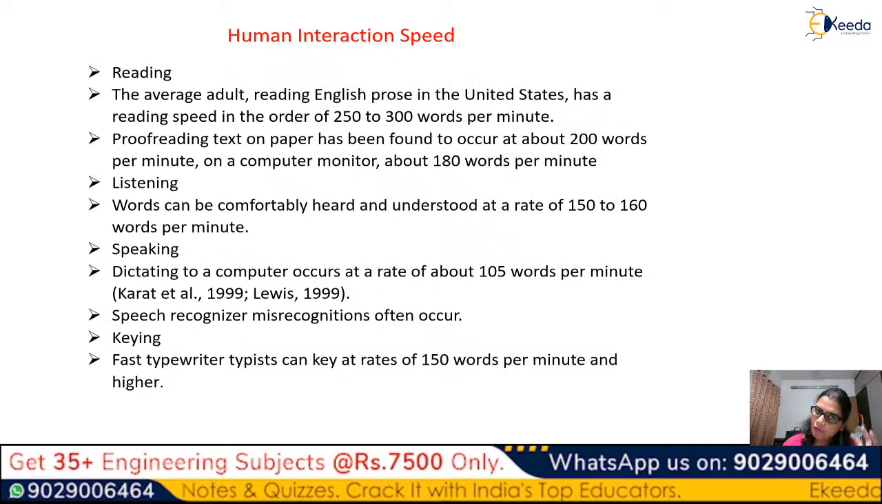We can listen from far away also, even close by also. And speaking: how many words we can speak per minute. Again, the values of all these features are classified in words per minute. Speech recognizer misrecognitions or errors can often occur. And keying means how fast you can type.